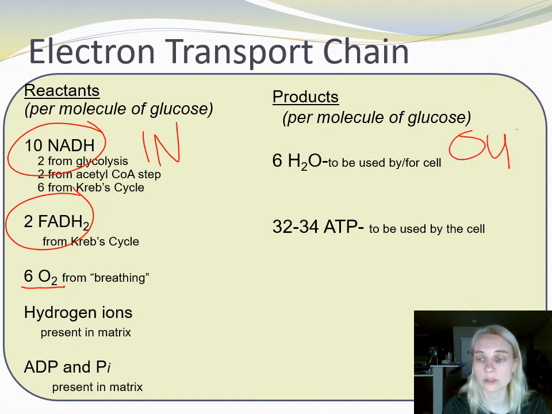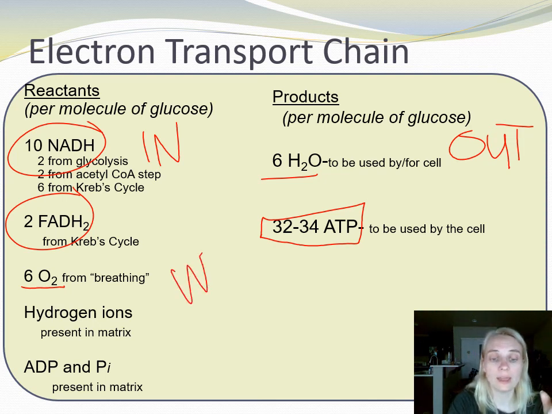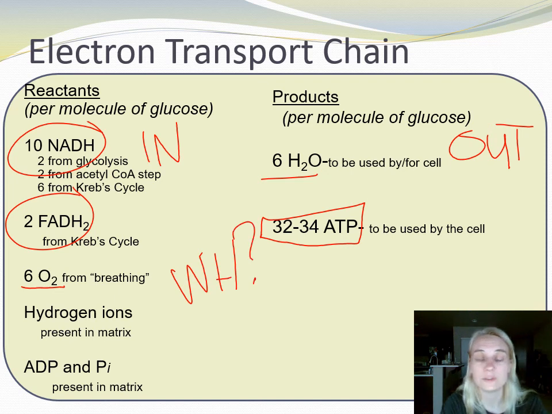What we get out is water, because that's the oxygen binding with the electrons and the hydrogen. And here's our payoff. Wahoo! We get 32 to 34 molecules of ATP per molecule of glucose. Add that to the 4 that we got from glycolysis and Krebs, and we have 36 to 38 molecules of ATP per glucose molecule. And the why? We just said it. We get a lot of ATP. We get a big payout for the food that we take in. This is what's going to help drive our cells.